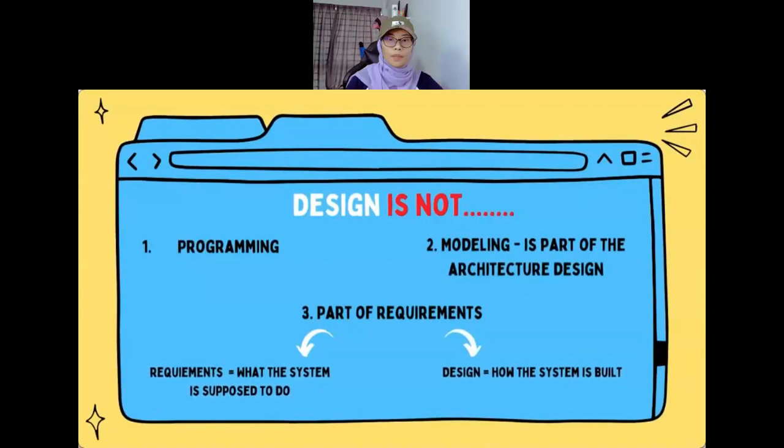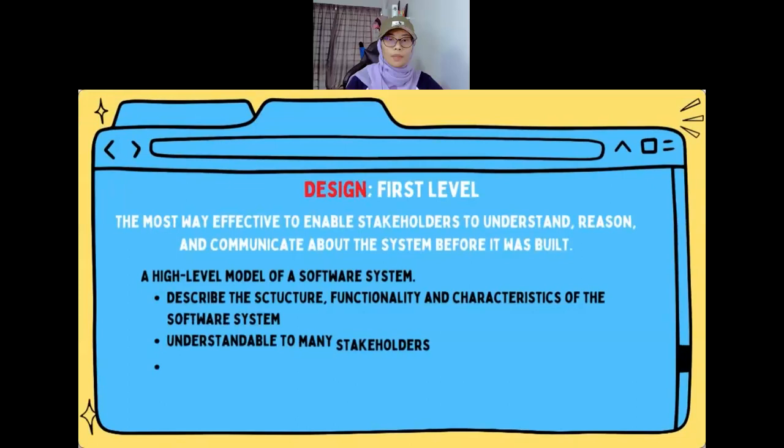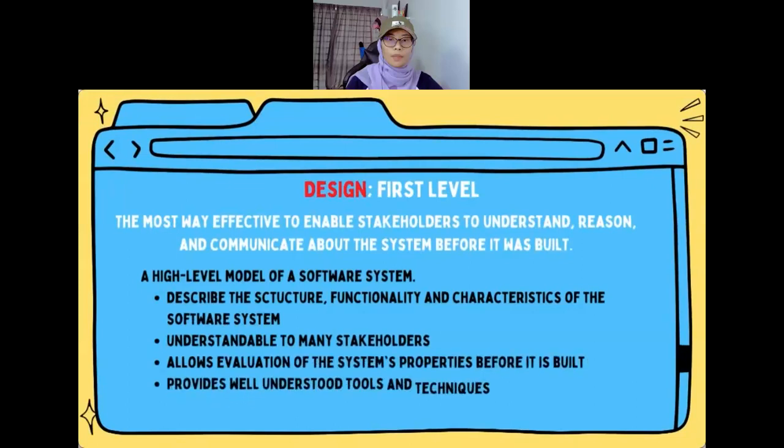Modeling is part of the architecture design, part of requirement. Requirement is what the system is supposed to do. Design is how the system is built. First level design is the most effective way to enable stakeholders to understand, reason, and communicate about the system before it was built. A high-level model of a software system describes the structure, functionality, and characteristics of the software system.